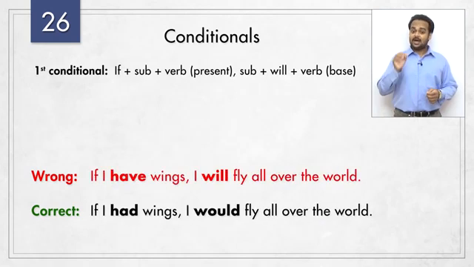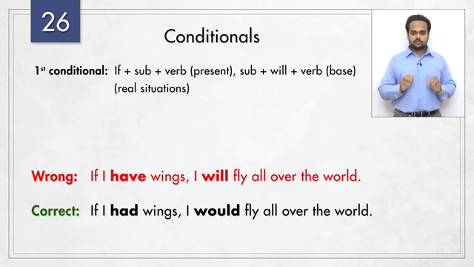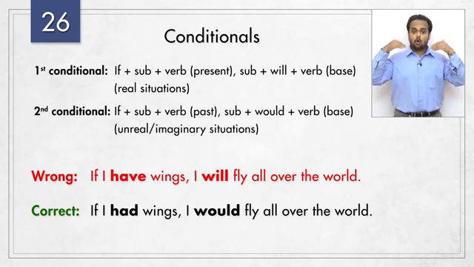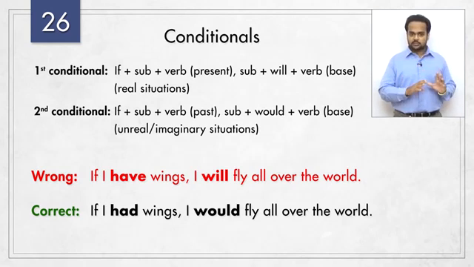It should be, if I had wings, I would fly all over the world. The first conditional, with the present simple tense in the condition and will in the result, is used only for real situations. This situation is not real. I cannot have wings. So it's imaginary or unreal. For this, we use the past tense throughout the sentence to show that it's just imagination. Notice that we've said, if I had wings in the condition and I would fly in the result.